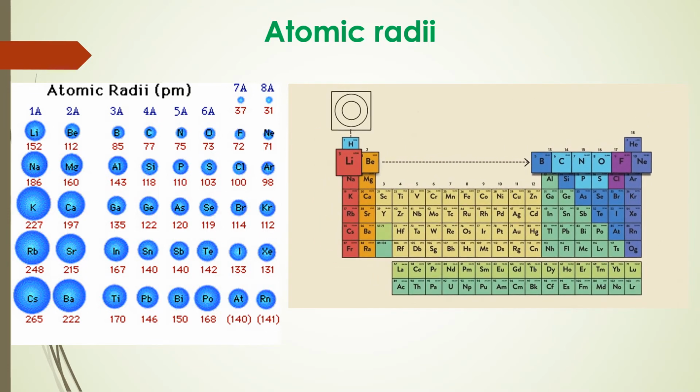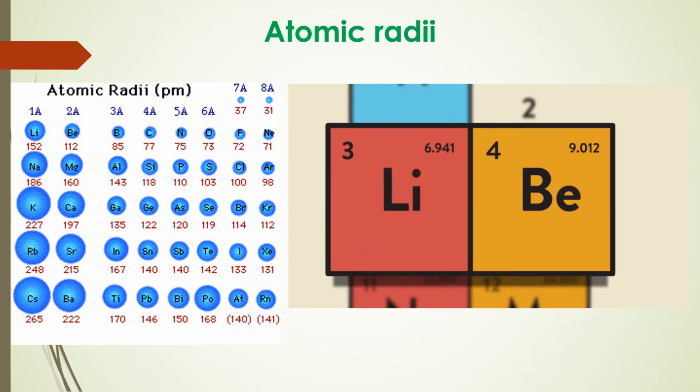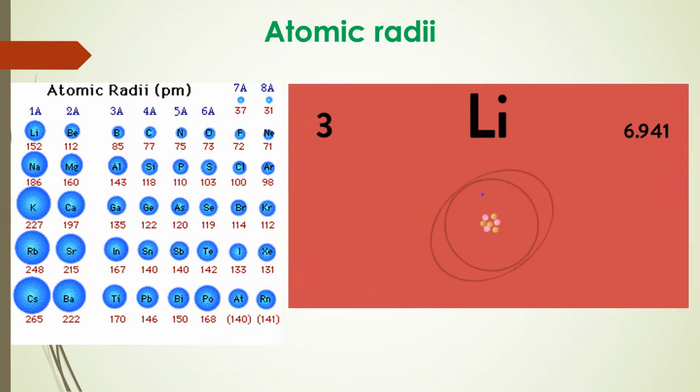As you are traveling across a period from left to right, the atomic radius decreases due to the effective nuclear charge and electron shielding. We're going to compare lithium and beryllium to gain a better understanding of how these processes affect atomic radius. Lithium has an atomic number of 3. This means a neutral atom of lithium will have 3 protons and 3 electrons. There are 2 electrons in the inner shell and 1 in the outer shell.